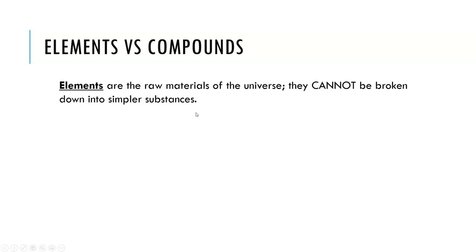Elements are the raw building blocks of the universe. There's no more elementary particle that we can see with our own eyes than an element, okay? Now, elements cannot be broken down into simpler substances. That's what it means to be elementary. You're the most simple you can be. That's why elementary school is the first level of schooling.